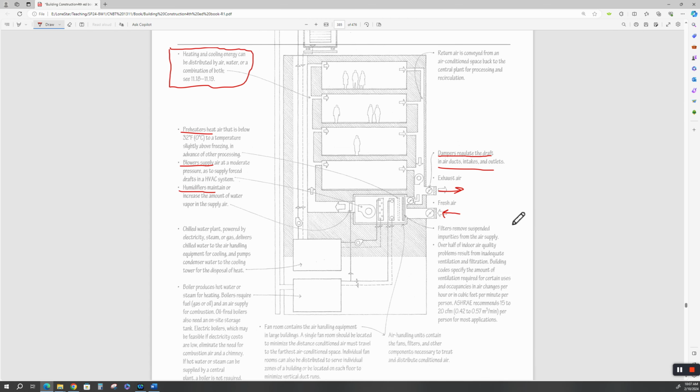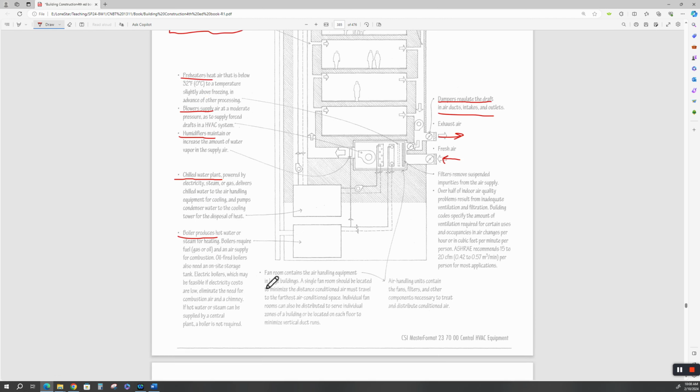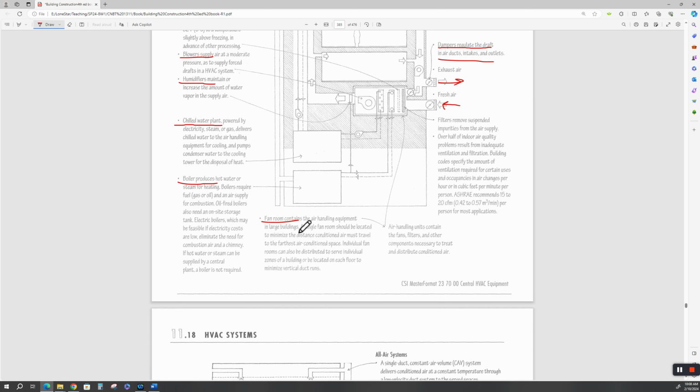Unless you go to work for an HVAC engineering company as a designer or drafter, you probably won't get into this in a normal architectural environment. They'll contract this out to a mechanical firm. Chill water plant. It's powered by electricity or steam or gas, and it delivers chill water to the air handling equipment. The boiler produces hot water. So you'll have chilled water pipes and hot water pipes running through the building. Fan room is just that. That's the room that has all the air handling equipment. The bigger the building, the more complex the system.